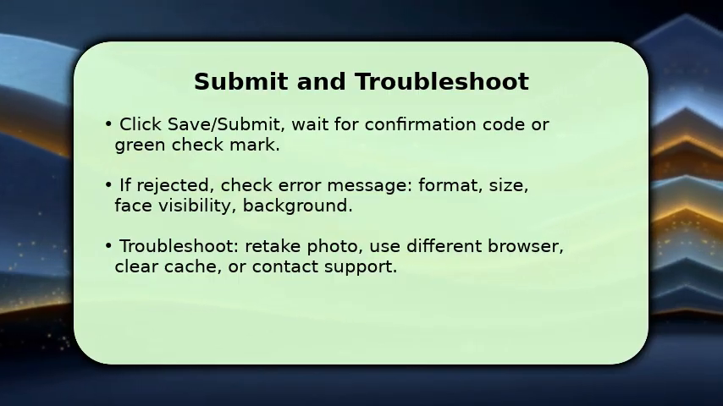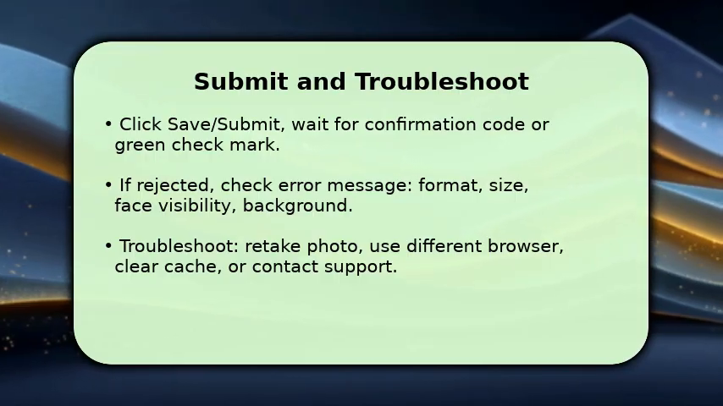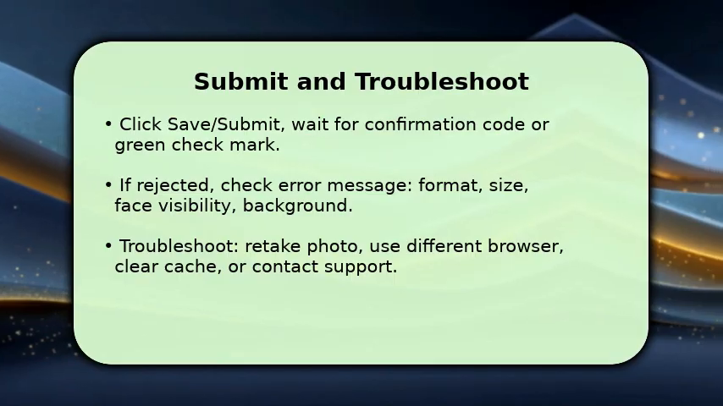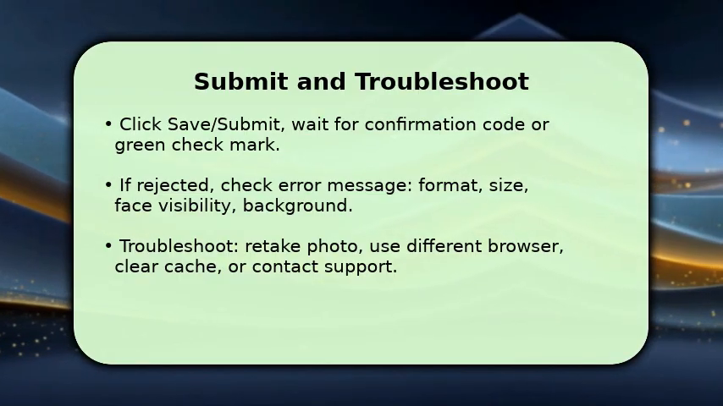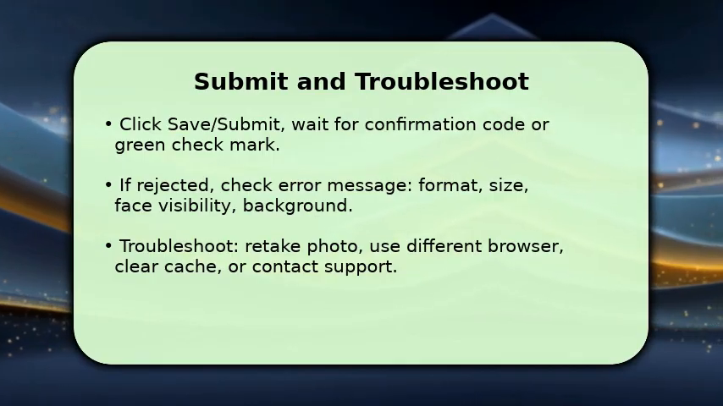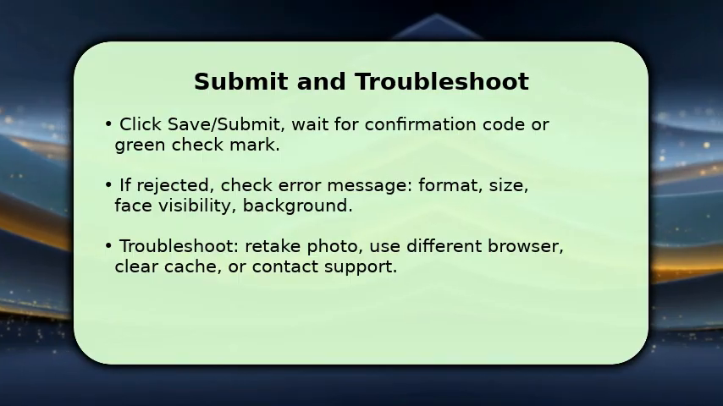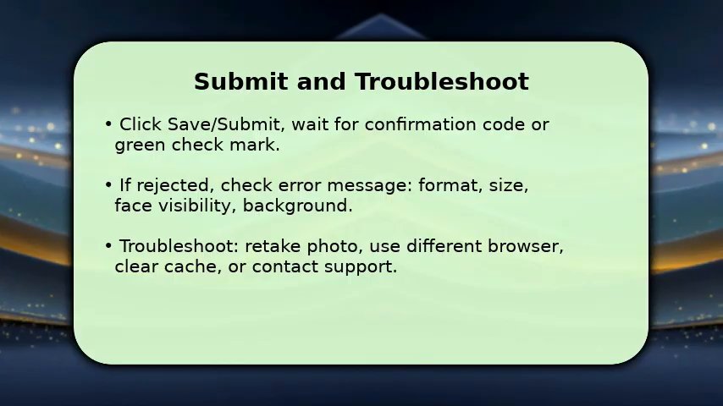If the upload fails, read the specific error message. Most rejections cite format, size, face visibility, or background issues. Then retake or reprocess the image accordingly. If problems persist, try a different browser, clear cache, or use the portal's contact option with your application ID. One tip: restarting the device often resolves camera permission glitches quickly.